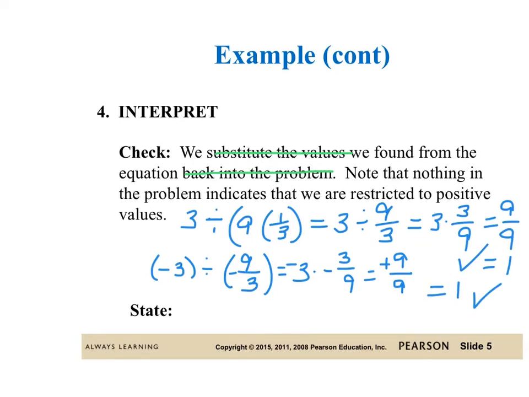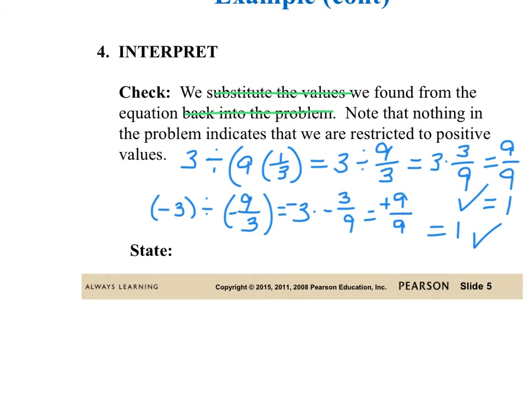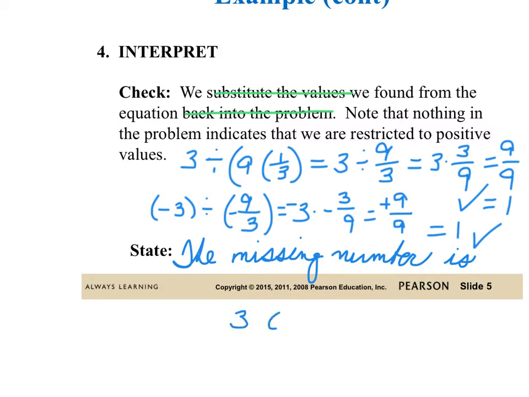So at this point, what we have left to do is to state the conclusion to our problem, and the conclusion to our problem is the missing number is 3 or negative 3. So there are our 4 steps for problem solving.